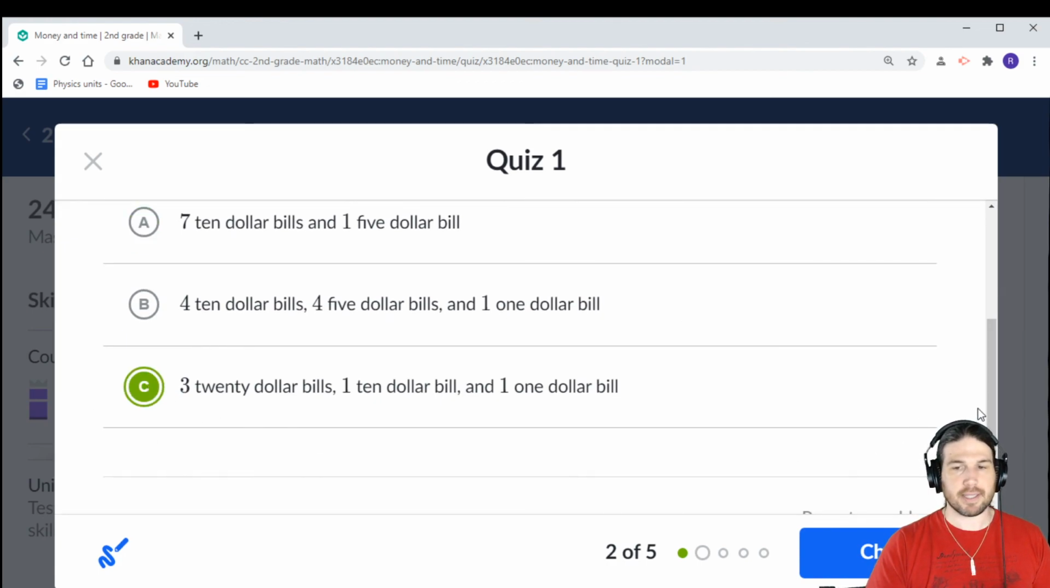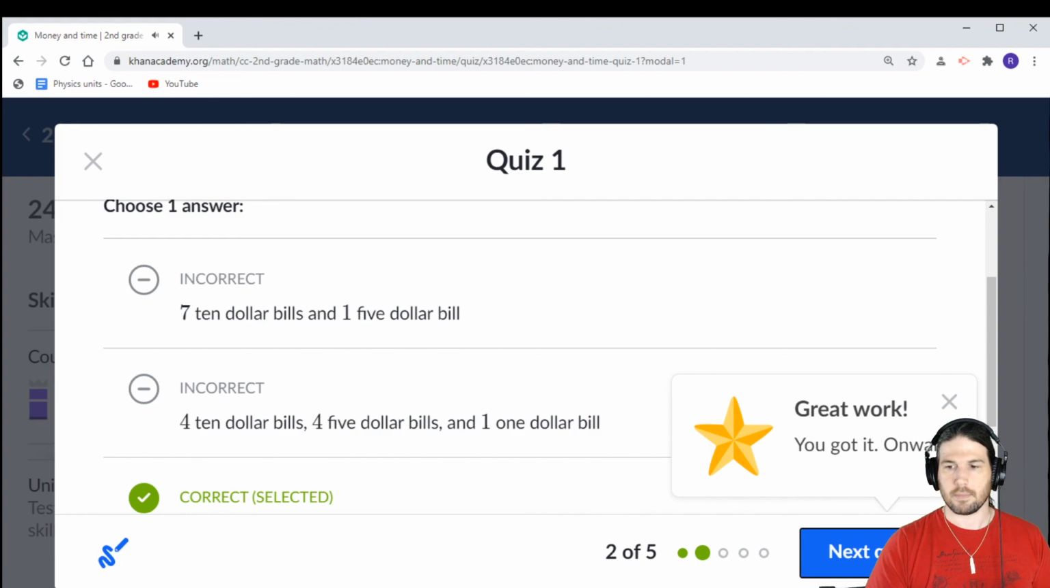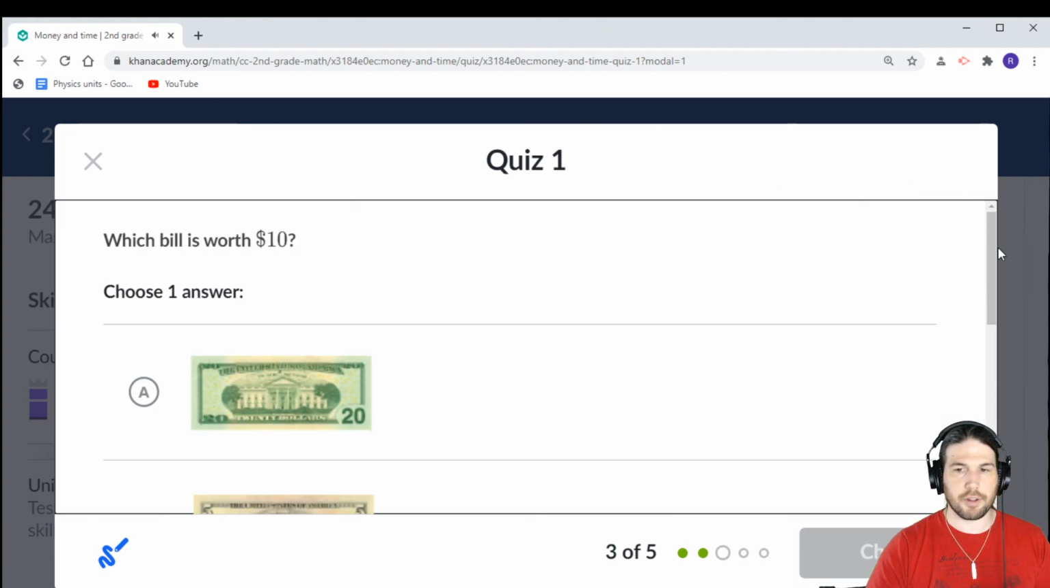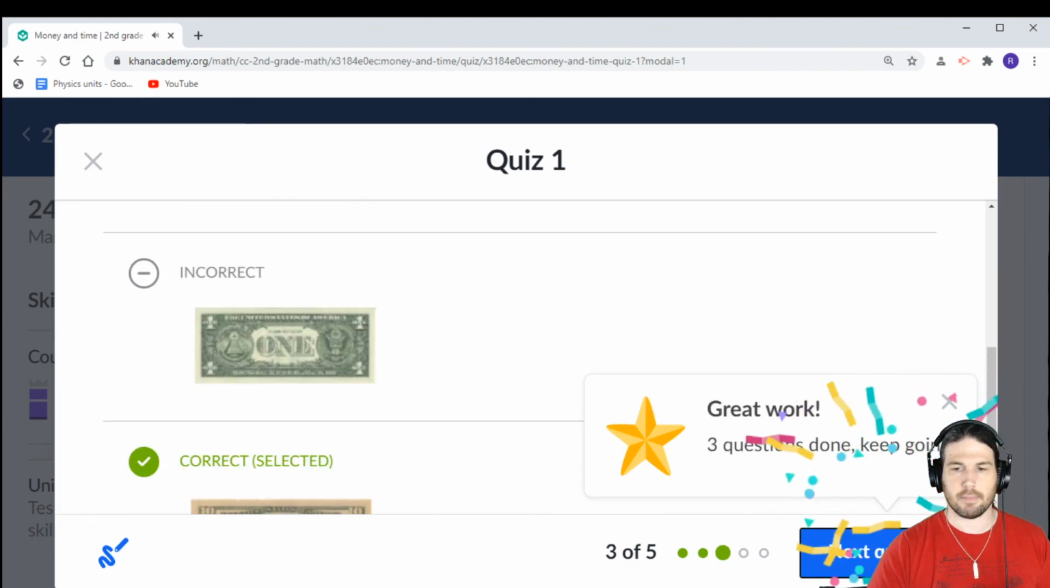3 $20 bills is 60, 1 $10 bill makes 70, and a 1 makes 71. Which bill is worth $10? Well, that would be the one with all the tens on it.